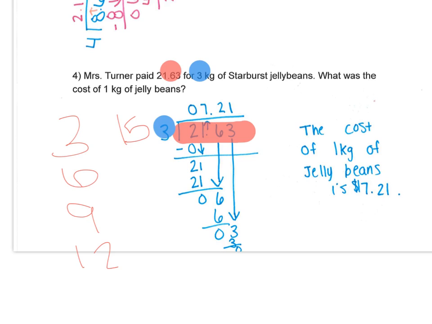Bring down your last number, which is a 3. How many times can 3 go into 3? 1 time. So 1 goes up there. 1 times 3 is 3. Subtract and you get 0. Next thing, bring up that decimal. That decimal goes straight up, wherever it's at in your place value. And then you find out that the cost of 1 kilogram of jelly beans is $7.21. I hope this review was helpful.